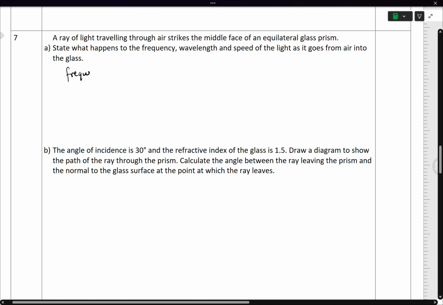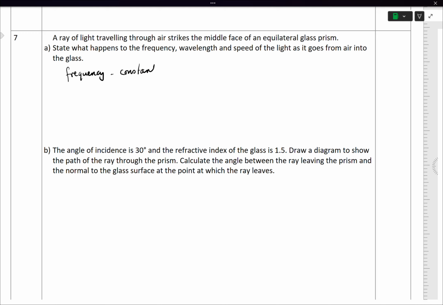So the frequency stays constant. I'd say if there are 10 waves per second arriving at the surface of the glass, then none of those waves get destroyed. We don't have new waves created. So there has to be 10 waves per second inside the glass as well.